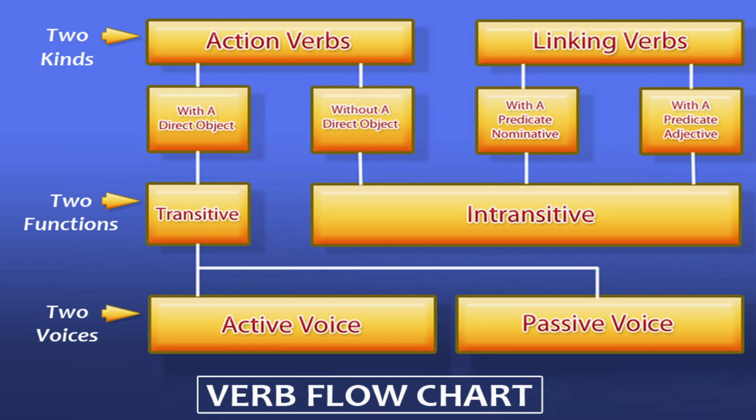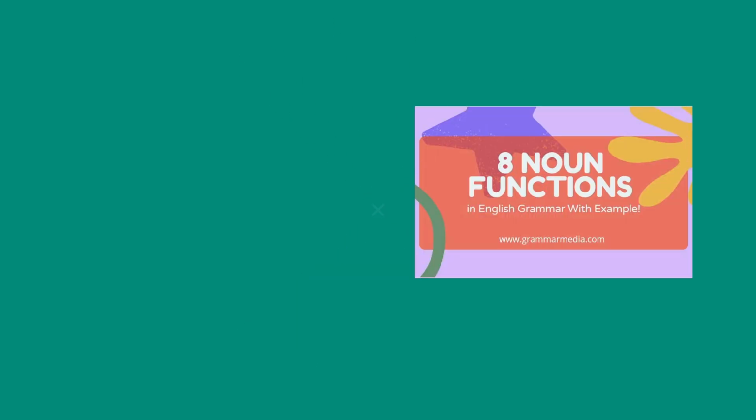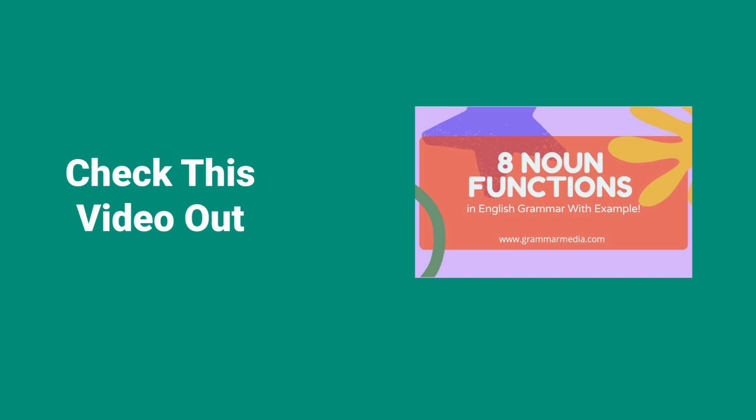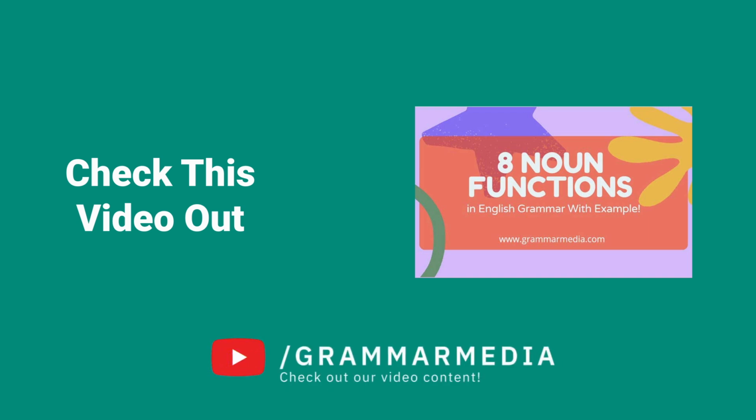Hopefully this verb chart will help you identify verbs in English sentences. I would encourage you also to watch this video because it will help you understand direct objects or indirect objects so that you can identify English verbs.